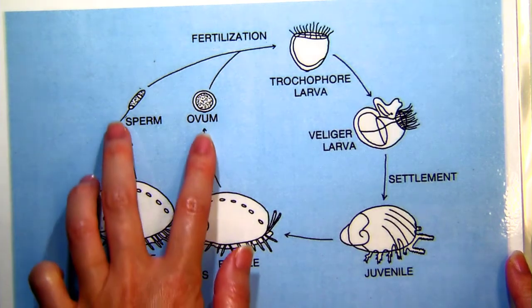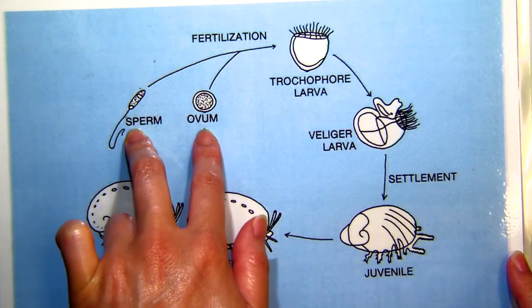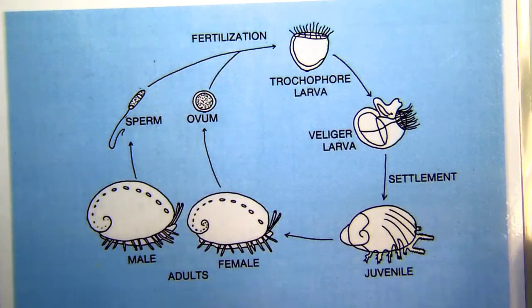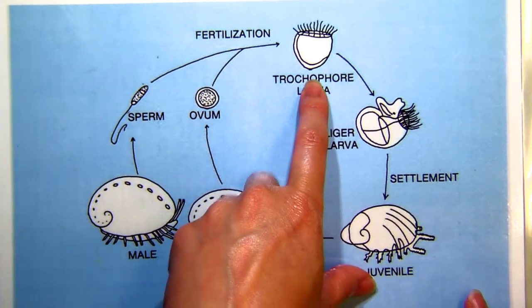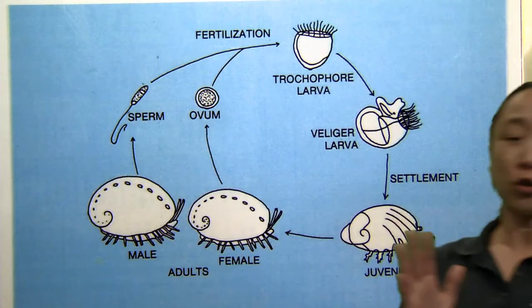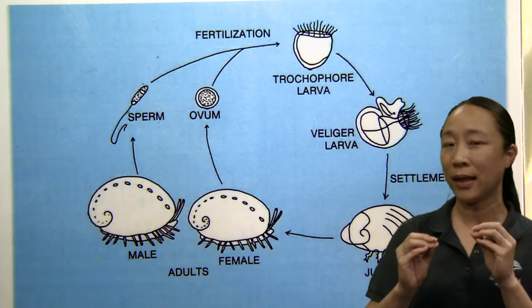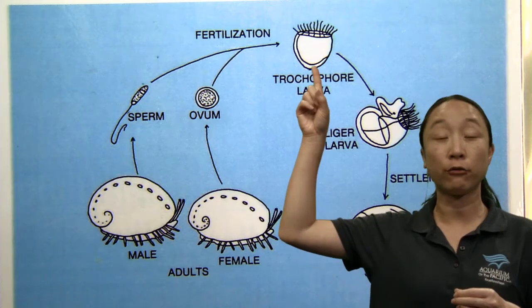Okay, they release their sperm and ovum into the water, and that just kind of mixes together in order to get fertilized, and then you get these little babies. Now, these little babies are super, super tiny. I mean, itty bitty teeny tiny. They are microscopic. And so you see these little babies floating around in the water.